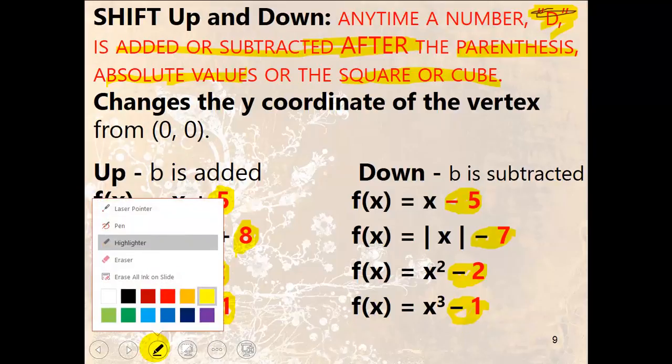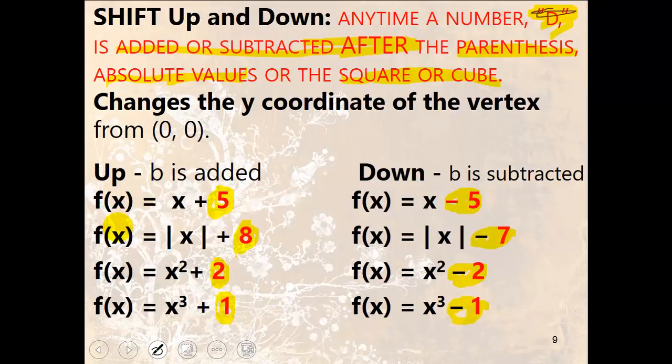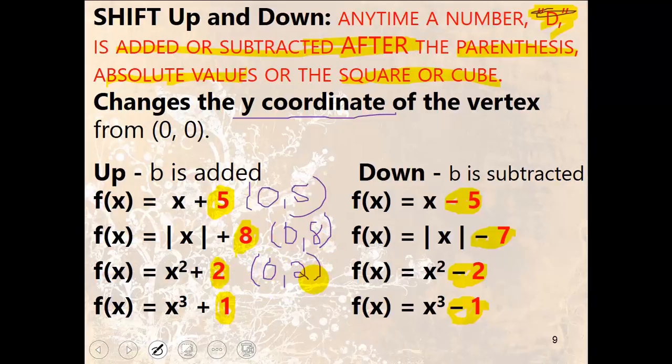Okay, so if we wanted to talk about changing the vertex, this is changing the y-coordinate. So that means I have 0, 5 because it's 5 up from 0, 0. This is 8 up, so that's 0, 8. This is 2 up, so that's 0, 2. This is 1 up, so this is 0, 1. Okay, I'm doing single transformations, not multiple. We'll get to multiple in the next slide.